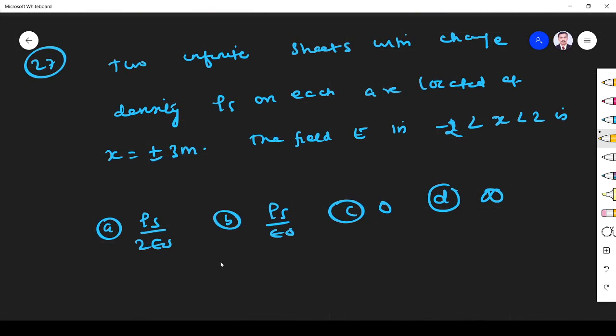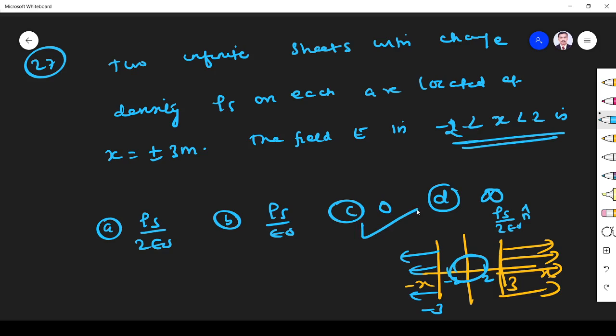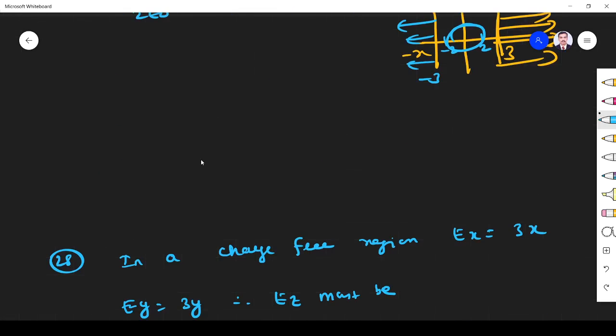Next: two infinite sheets with charge rho s on each side are located at x equal to plus or minus 3 meters. So let us assume x and minus x: this sheet is located at plus 3, and this sheet is located at minus 3. We know that E is rho s by 2 epsilon naught n cap. The electric field will be perpendicular to the sheet, so this field goes this side, and similarly this field goes this side. What is the electric field in between minus 2 and plus 2? They are asking; in between, the electric field is 0, because the field is normal to the sheet and the two fields cancel.